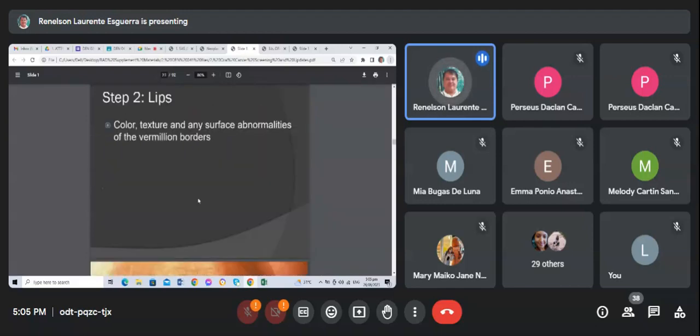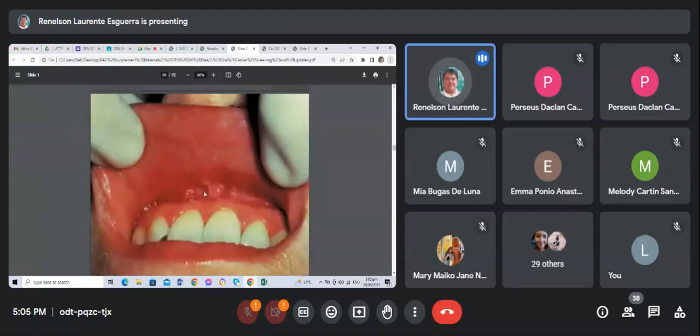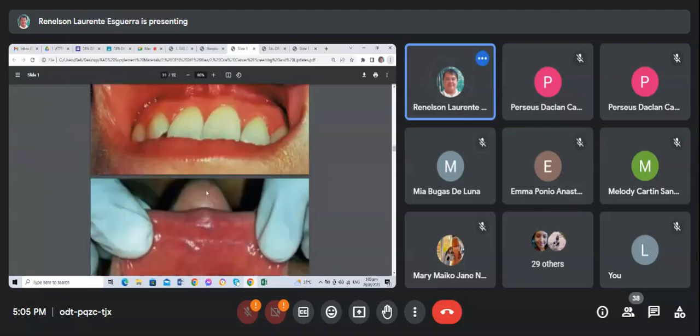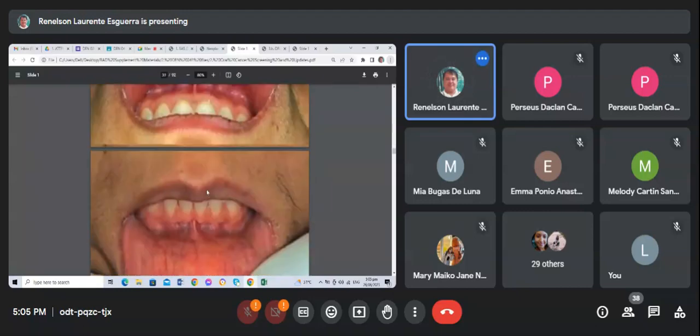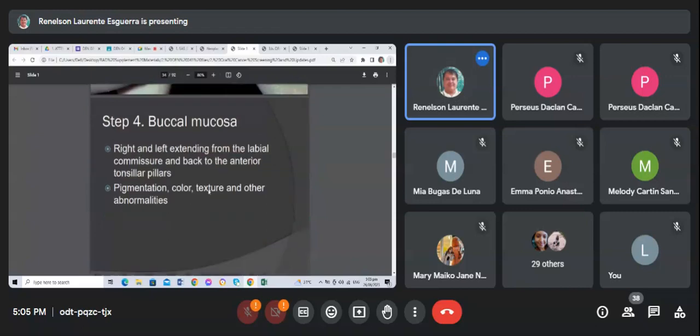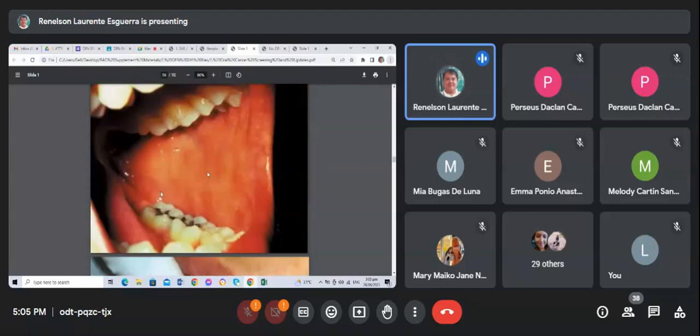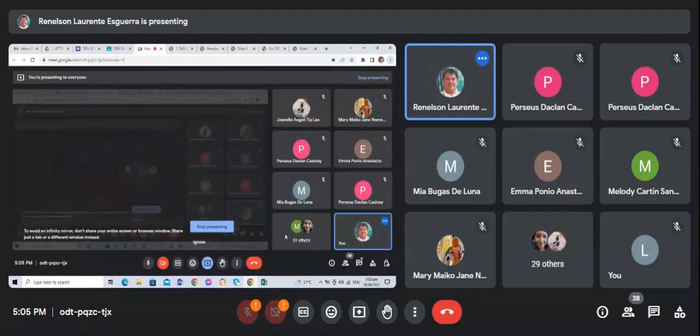So intraoral examination, you know the lips, the labial mucosa, this one here, the buccal mucosa, the cheek, this one here. I would like to ask you, what is this white line called? Can anyone answer that? The white line, this one here. Can anyone answer that?